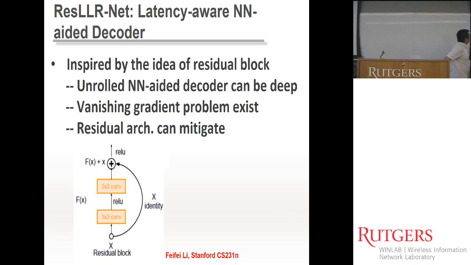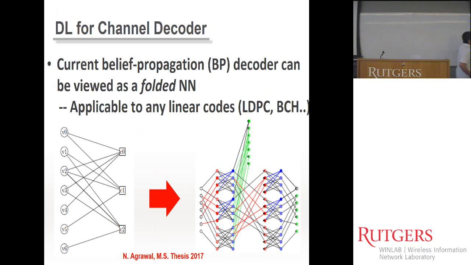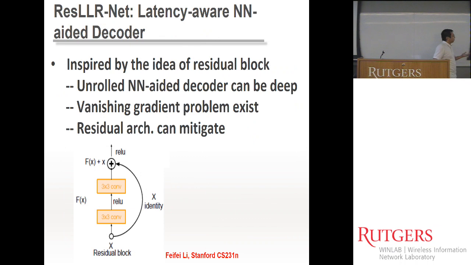This is because when we unroll the original belief propagation decoder into a neural network, the entire depth of the network will be deep, because typically we need at least 5 iterations, which corresponds to at least 10 layers. And from neural network theory, we know that when the network becomes deep, it may suffer from the vanishing gradient problem. In that case it is hard for the network to learn and update its weights, so the performance will not be as good as we expect.